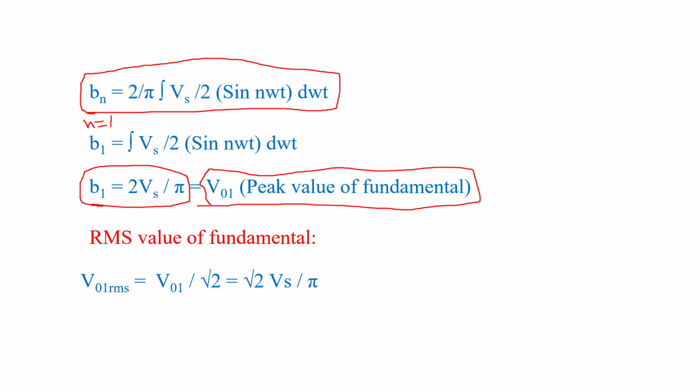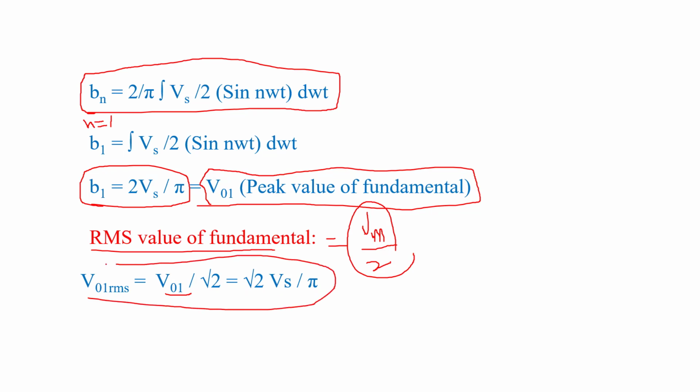Now if we want to calculate the RMS value of the fundamental component, the root mean square value of the fundamental component, so output voltage V01. So V01 RMS equals V01 divided by root 2. So the value is root 2 Vs by pi. This is the RMS value of the first fundamental component.